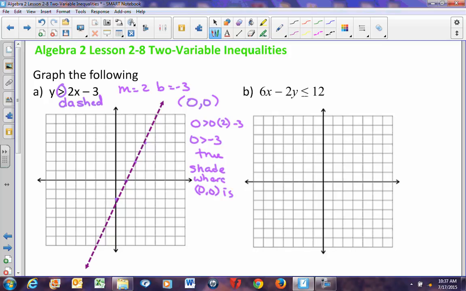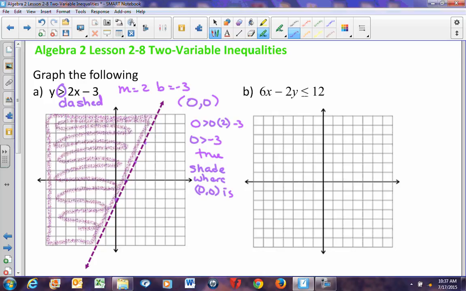Which does follow the above the boundary line rule. So I'm going to shade where 0, 0 is. It's not going to be shaded here. Be careful when you shade. Don't shade so dark near your boundary line that you can't tell anymore if your boundary line is solid or dash. And once you've finished shading, of course, you need to label your equation.